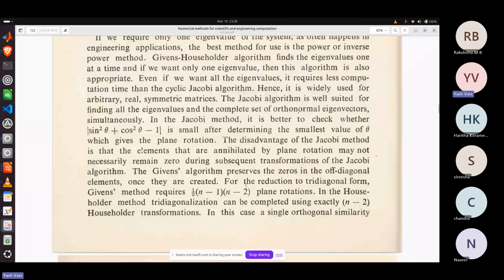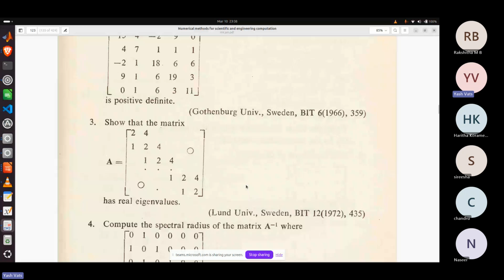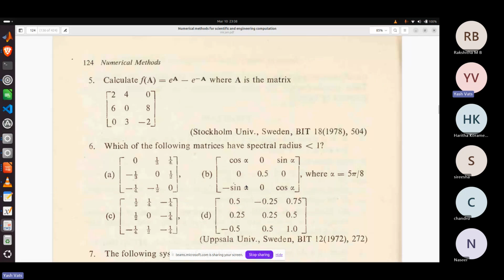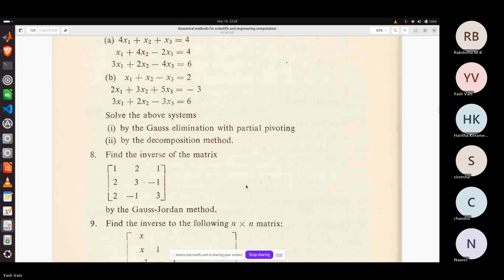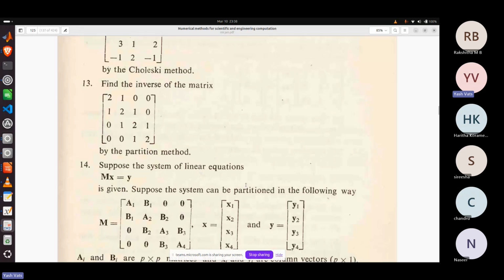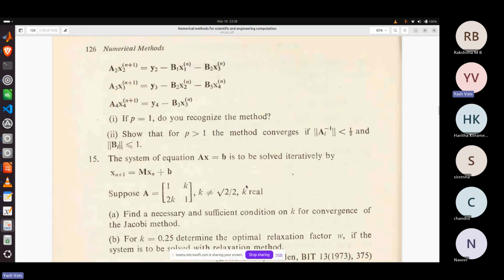But yes, this method is useful if you want to try. You have this book, Amkijan. Just try to solve these exercises if you can. That would be interesting.